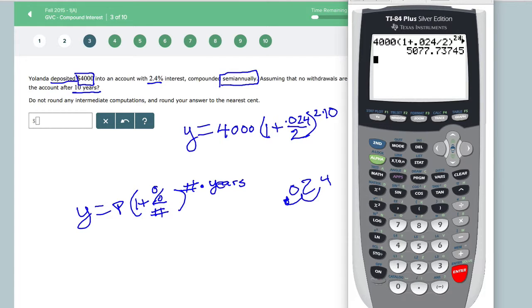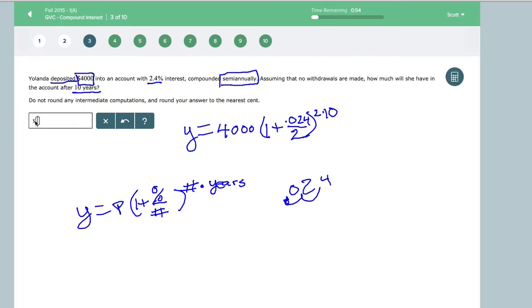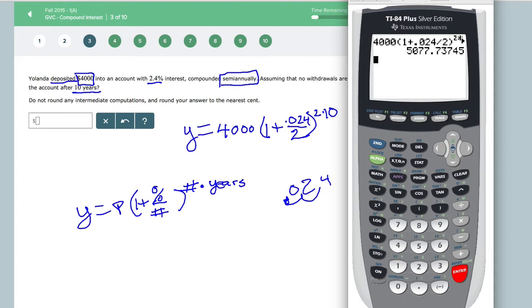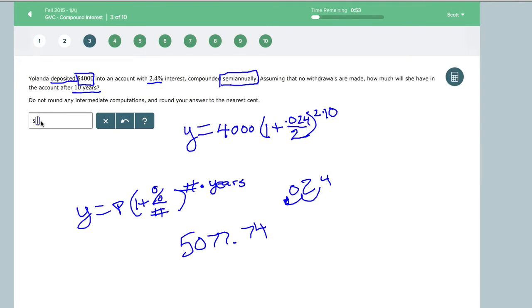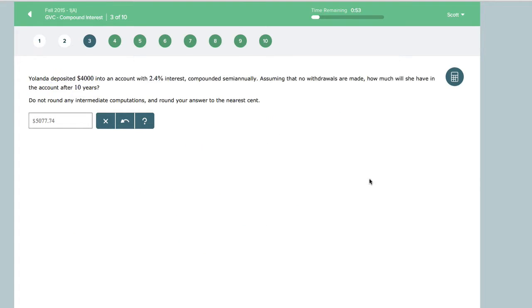So we would see our final amount is, oh, I closed that before I could see it, is $5,077.74. And so we can type that right in here, 5077.74. And you need to be careful to round the right direction. So let's go ahead and look at the next one.